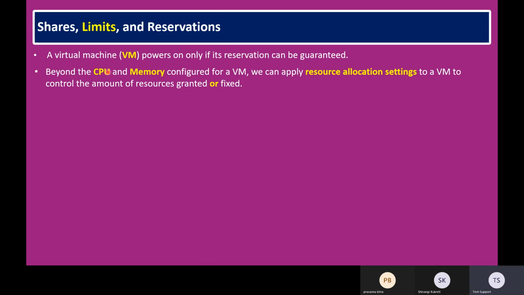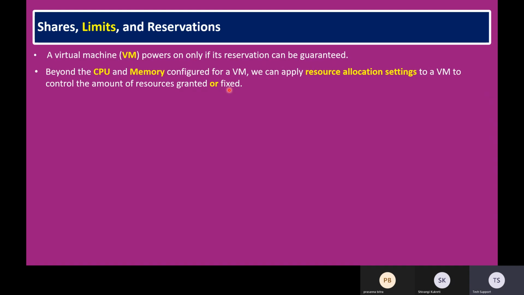And beyond the CPU and memory configured for a virtual machine, we can apply resource allocation settings to a VM. But when you want to apply resource allocation settings, all should be based on your actual physical resources only, to control the amount of resources guaranteed or fixed. So let's try to understand the definitions one by one now.